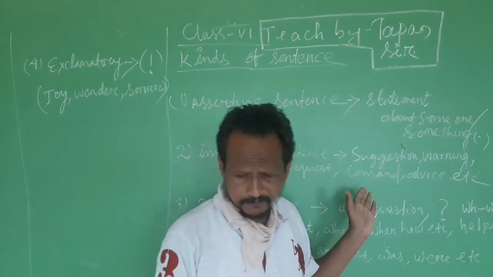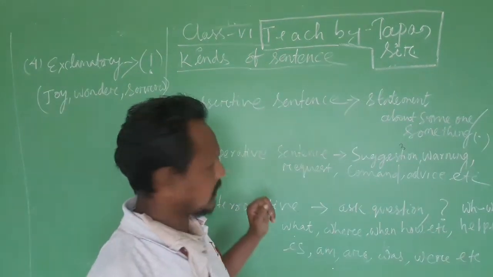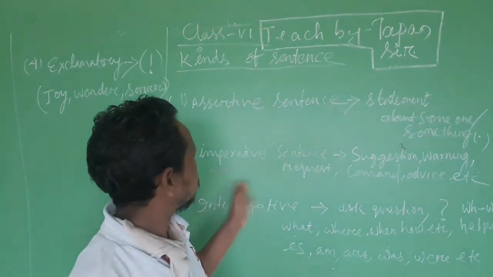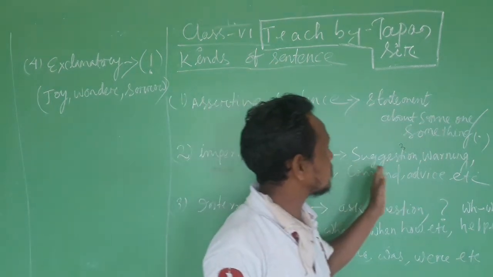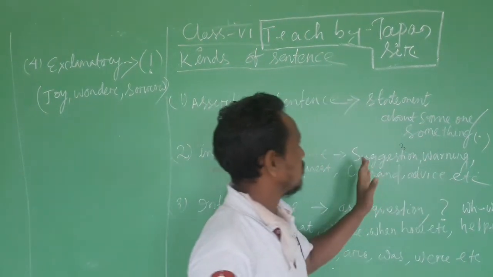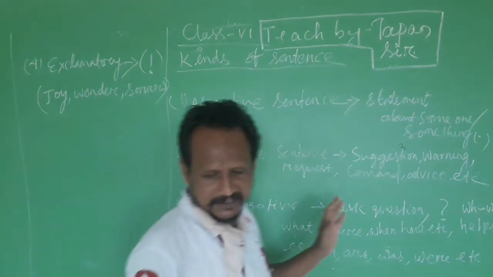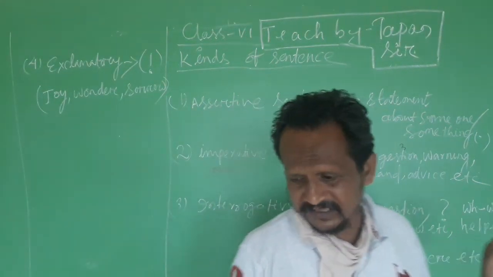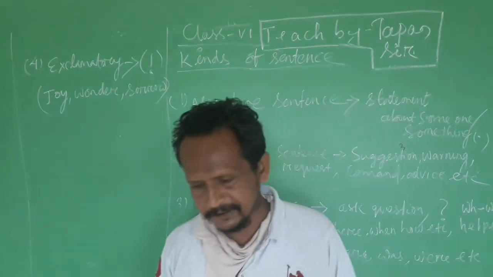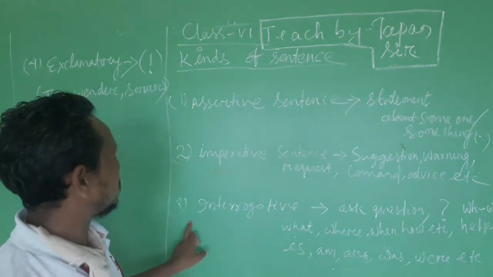Okay? So these are called the imperative sentence. And imperative sentence is based on suggestion, warning, request, command, advice, etc. And it always ends with a full stop. Clear? Now, move to the third kind of sentence.